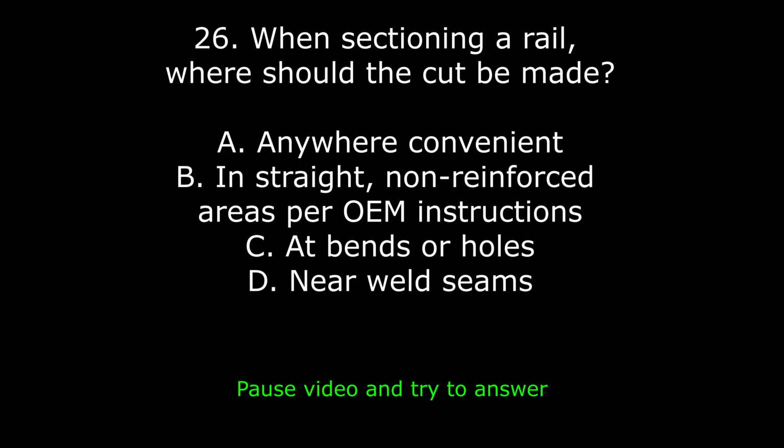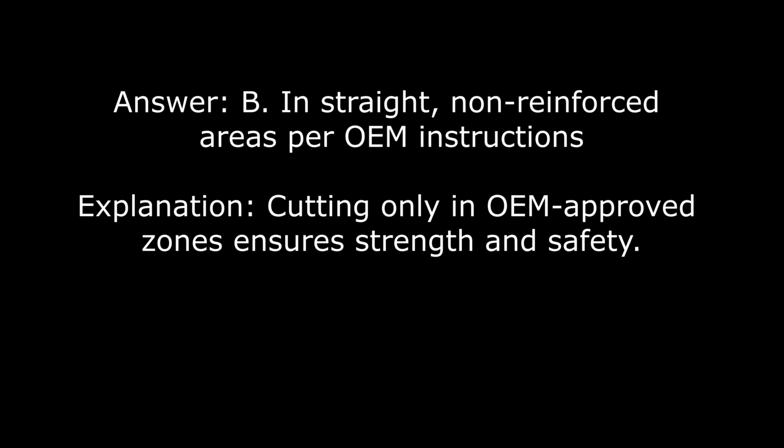26. When sectioning a rail, where should the cut be made? A. Anywhere convenient. B. In straight, non-reinforced areas per OEM instructions. C. At bends or holes. D. Near weld seams. Answer B. In straight, non-reinforced areas per OEM instructions. Explanation: cutting only in OEM-approved zones ensures strength and safety.